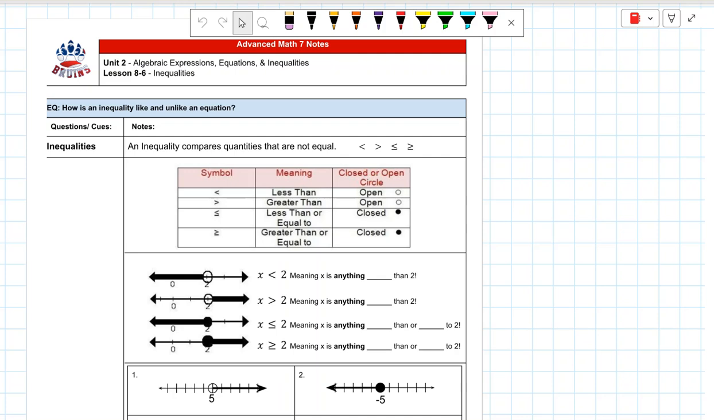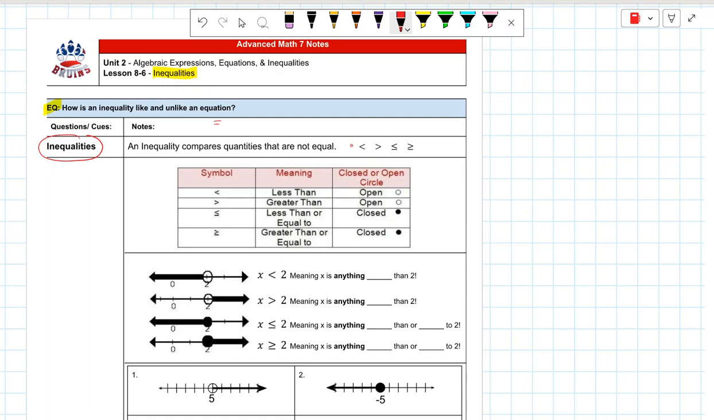Lesson 8-6, we are talking about inequalities today. So the essential question says, how is an inequality like and unlike an equation? Well, we know what equations are. They have equal signs. And so today we'll learn about inequalities. An inequality compares quantities that are not equal.